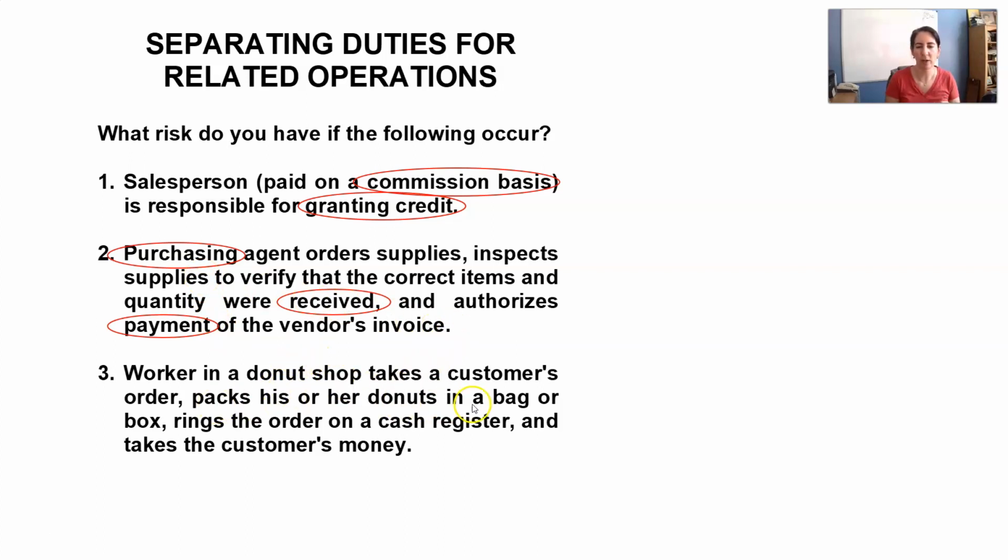Another worker in a donut shop takes a customer's order, packs his or her donuts in a bag or box, rings the order on the cash register, and takes the customer's money. Same thing. What's stopping anybody from doing these things separately? From just taking the order, giving the donut, and putting the cash in the pocket. There's nothing preventing that. So the recording is being kept separate from the asset, like inventory assets.